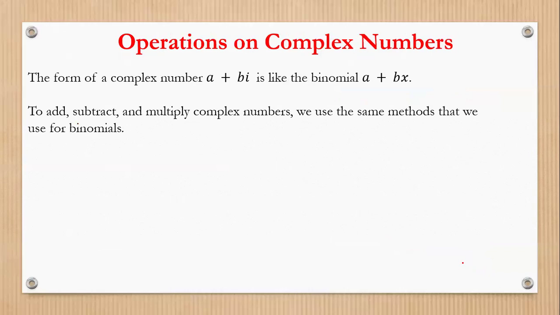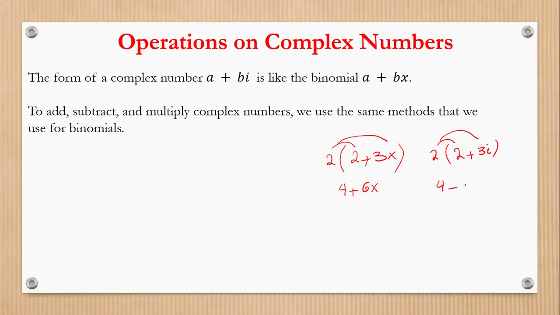Operations on complex numbers are exactly the same as on binomials like a plus bx. How we add binomials, how we subtract, how we multiply, we do exactly the same with a complex number. For example, if we have 2 plus 3x, and they ask you to multiply it by 2, what do you do? You just distribute the 2, and you say 4 plus 6x. And that's exactly the same as if we have 2 plus 3i, which is a complex number, and they ask you to multiply by 2, you distribute the 2 and you say that's 4 plus 6i.